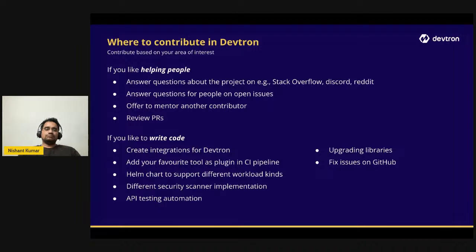Next, if you like helping people, you can contribute by answering on Stack Overflow, Discord, Reddit, or any place where people express their doubts or any problem they are facing with Devtron. Answer questions from people on open issues. There are lots of open issues currently pending, and you can answer some of them. You can offer to mentor other contributors, and you can review PRs. If you like to write code, there are tons of opportunities for you.